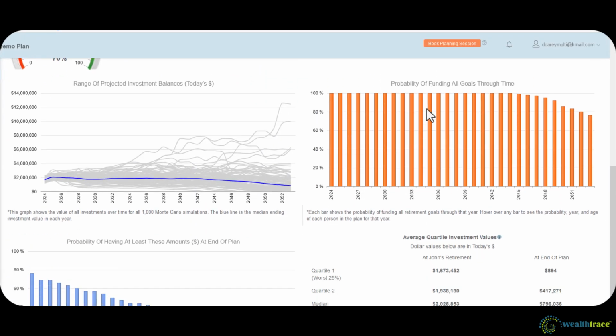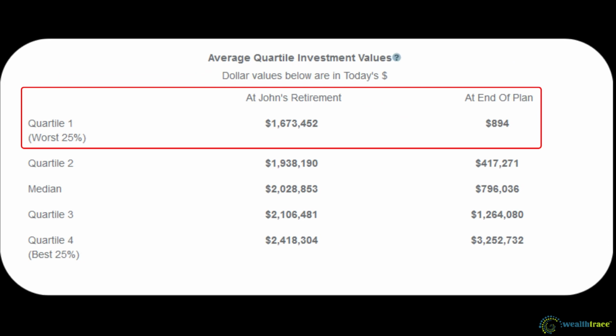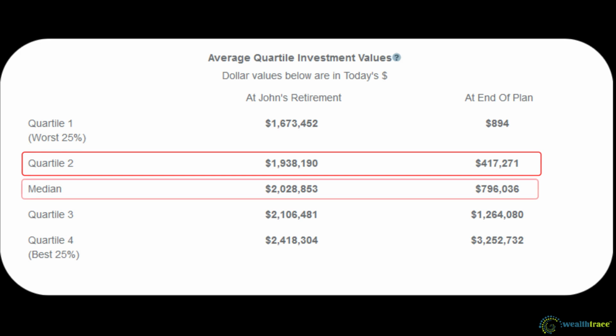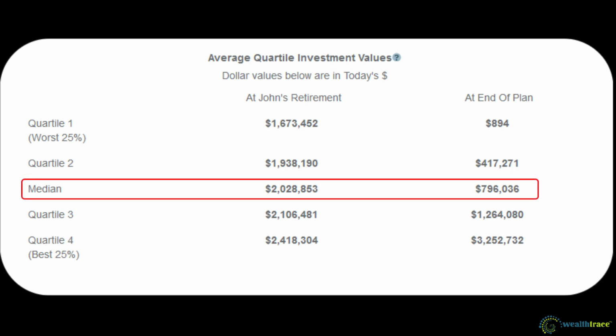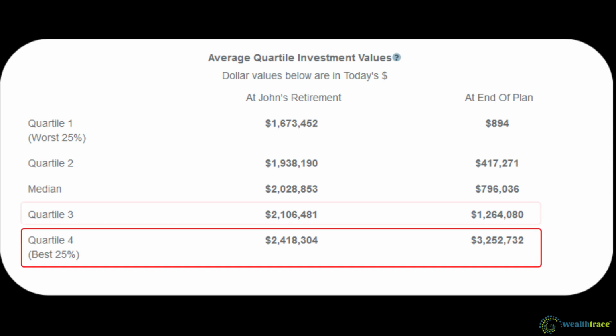You can also view the quartile values. In these quartile calculations, we take the average of how much money you have left at the end of your life expectancy. Quartile 1 is the worst 25% of the simulations run. Quartile 2 is the next 25%. The median is, of course, the median value of all the simulations. Quartile 3 is the next one up from there, and quartile 4 shows the best 25% of the simulations.